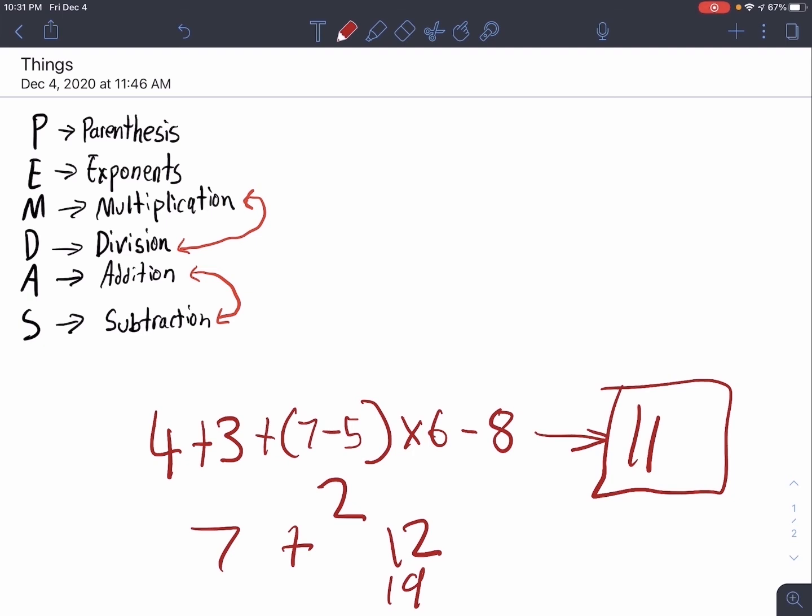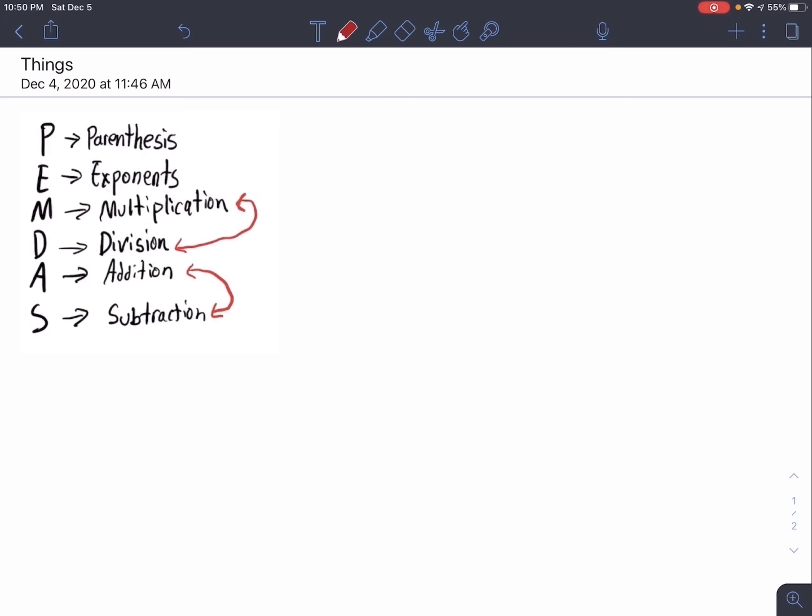But if you were to do it just from left to right, regardless of PEMDAS, you would get 4 plus 3 plus 7 minus 5 times 6 minus 8. And the answer would be 46, which is completely different from 11. So let's do a few more problems. Let's say we had a problem of 5 plus 2 to the power of 3 minus 8 divided by 4 times 2 plus 7. How would you solve this?